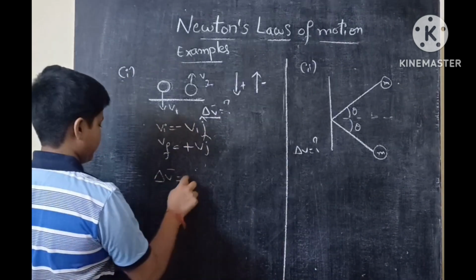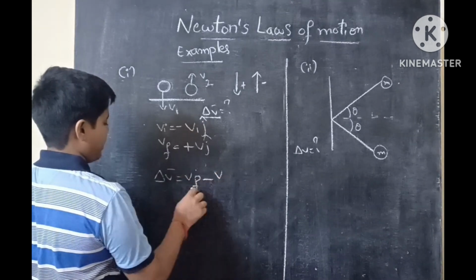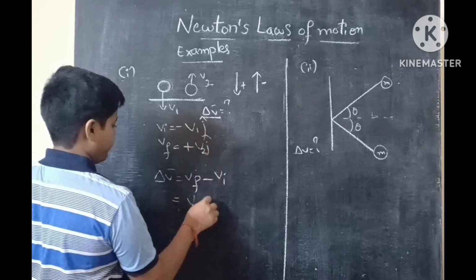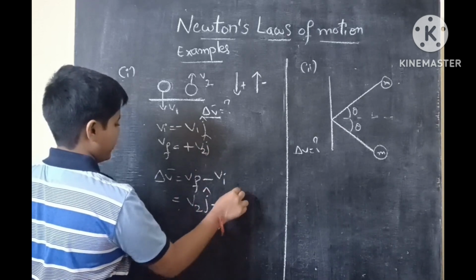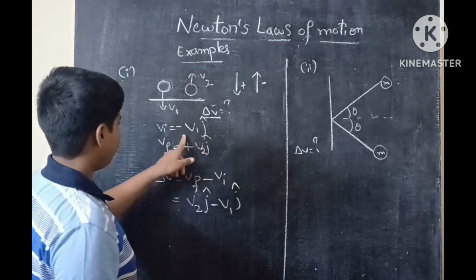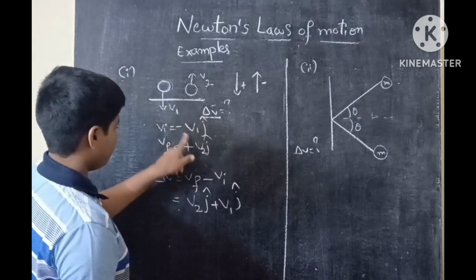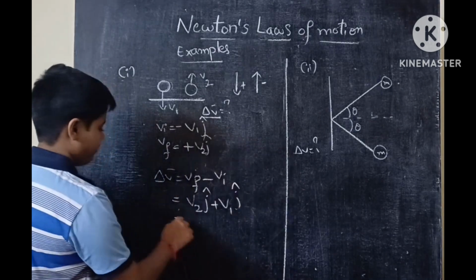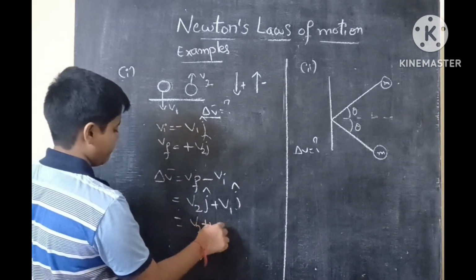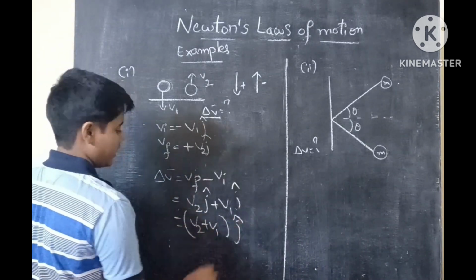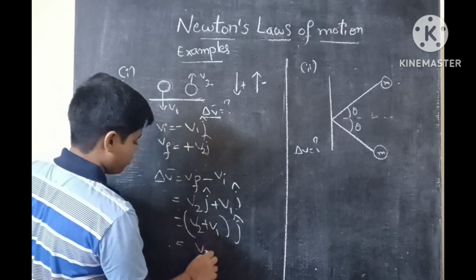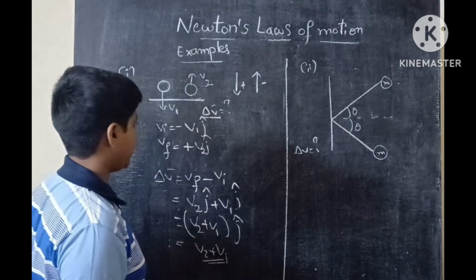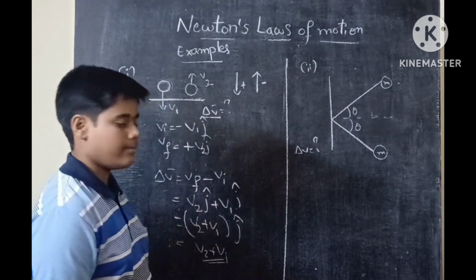Delta V is nothing but V final minus V initial, which means V2 j cap minus minus V1 j cap. Minus minus becomes plus, so V2 j cap plus V1 j cap, which is nothing but (V2 plus V1) j cap. If they ask the magnitude, it is V2 plus V1 only. So this is the change in velocity in this case.